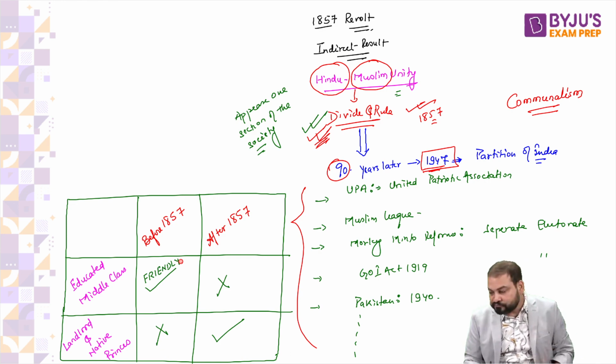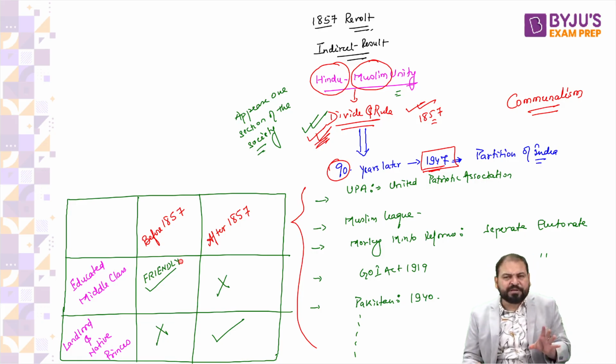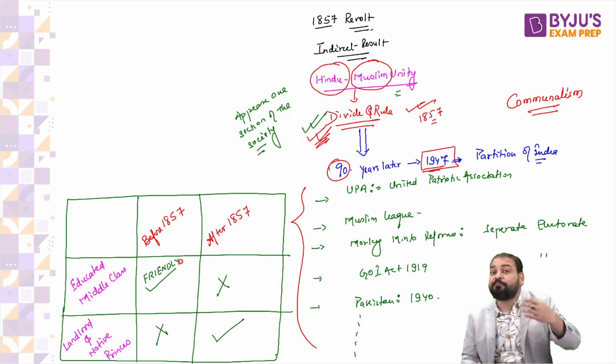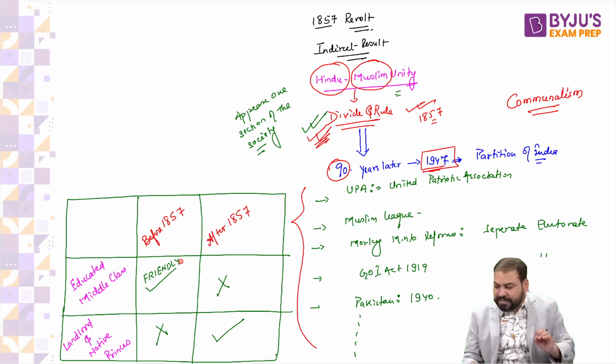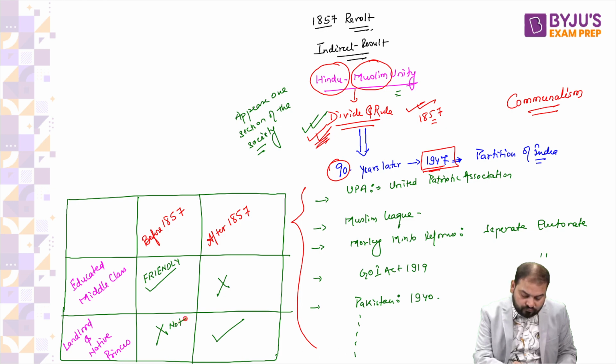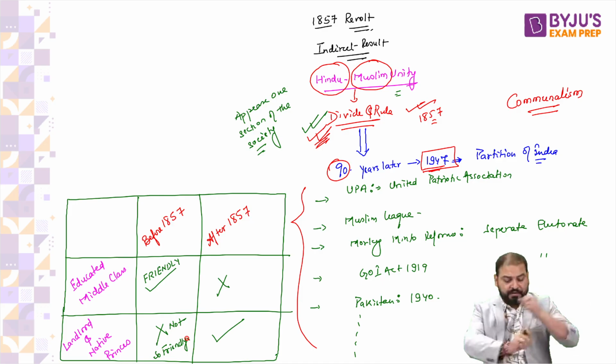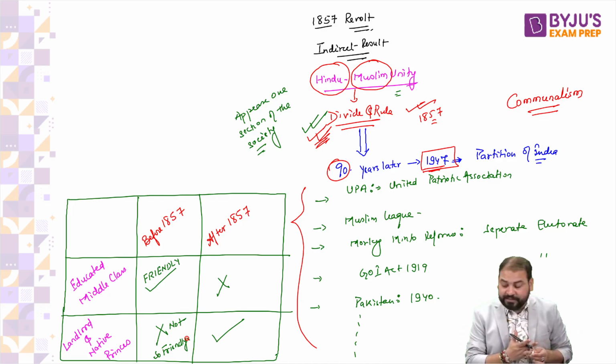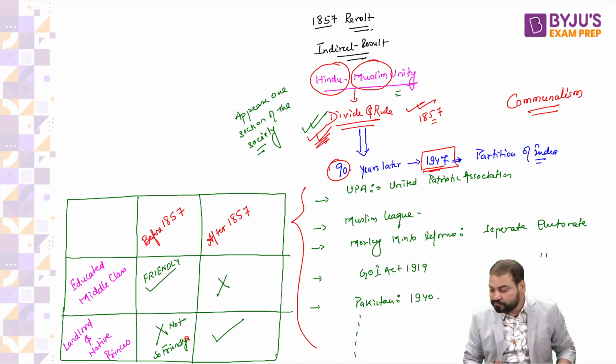Okay, now everyone, will I be correct to say that before 1857 the British relations with the landlords and the princes and the kings were not that great? Yes, I can give you an example. Think about the doctrine of lapse. Why did the British want to annex? Think about subsidiary alliance. Think about so many wars that they fought. So before 1857, the British relations with the landlords and the native princes were not that great. Everyone, is this column B clear to you?